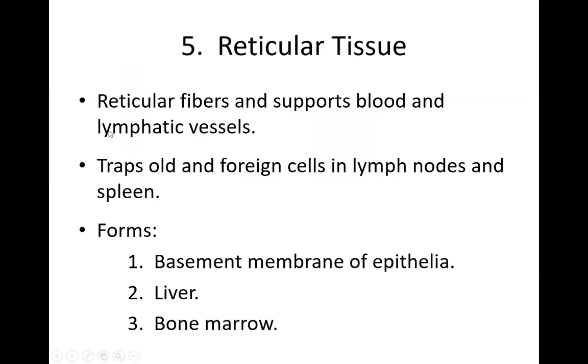In the reticular tissue, you have reticular fibers and it supports the blood and lymphatic vessels. It traps old and foreign cells in lymph nodes and the spleen. They form the basement membrane of the epithelia, the liver, and the bone marrow.